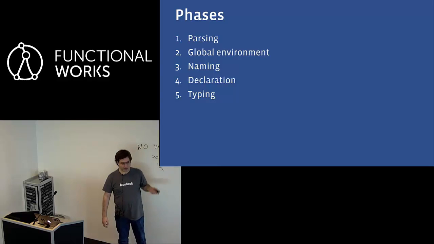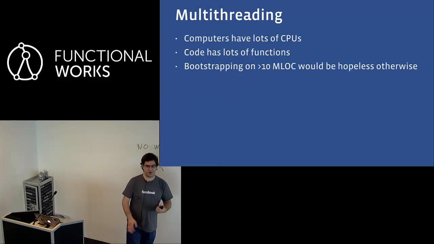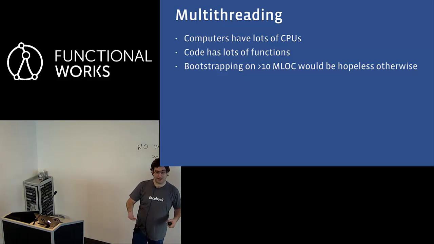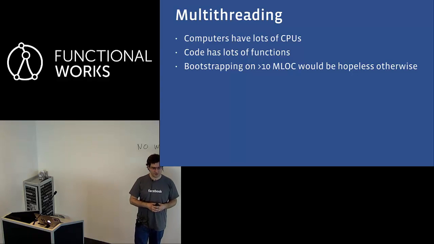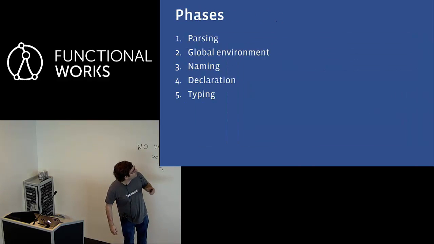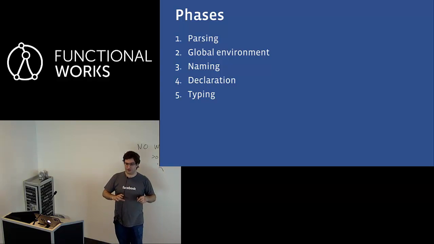So we arranged these phases so that everything could be multi-threaded. Because computers have lots of CPUs and code has lots of functions, wouldn't that be a really convenient unit of work to farm out to our CPUs? And like I said, bootstrapping this typechecker on tens of millions of lines of code would be pretty hopeless otherwise. And so the phases are arranged very carefully such that this is tractable on a function level.